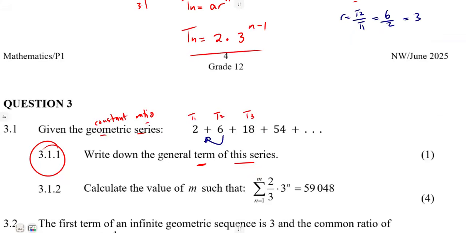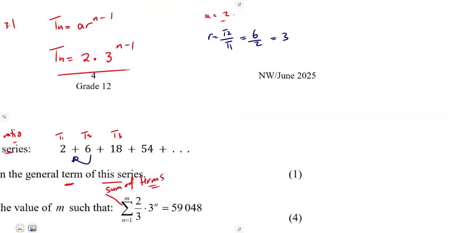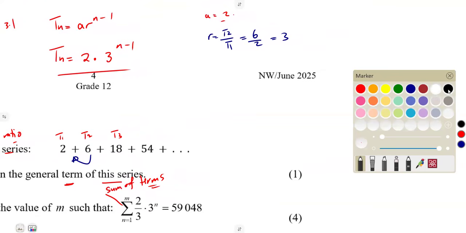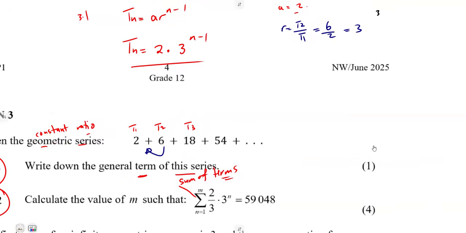So that is what we have. And from this, you are given here 3.12. Calculate the value of m such that this summation here is equal to this. All right. So remember, here is simply sum of terms. This is what? Sum of terms. So here they were just playing around with us, guys. If you check properly the presentation that we are now given, they just wanted to confuse you guys.